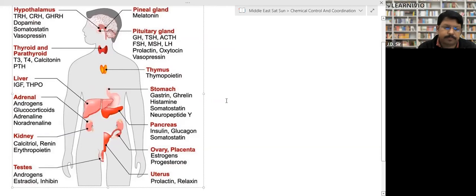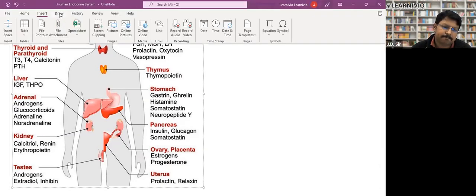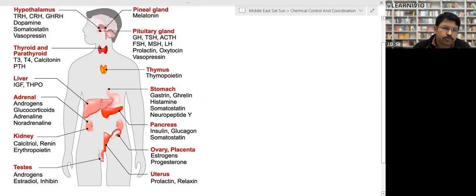So look, this is our endocrine system, from where the hormones are being secreted. First and foremost, the gland that we have is called the hypothalamus gland. So the hypothalamus is the first gland, right? It secretes many hormones, which have been mentioned over here.